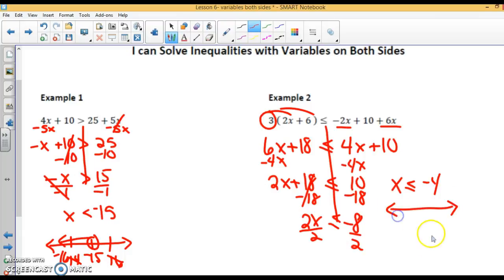So, here we go, negative 4. I'm going to draw my graph. Solid circle because it's equal to, shaded left.